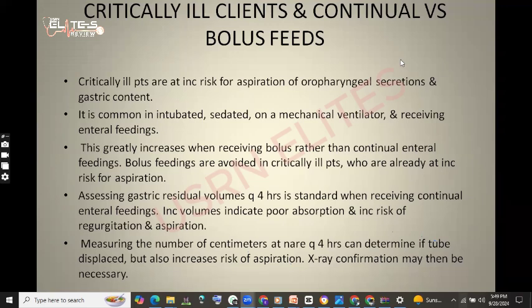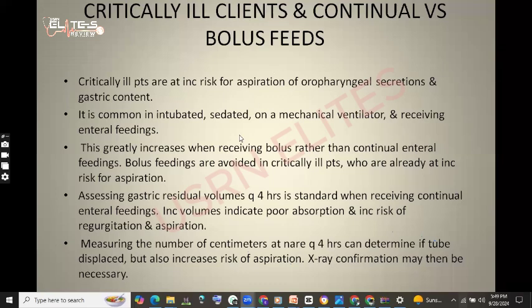Continuous feeding is where you have a pump connected to a feed hanging, like you are giving an IV fluid. Then it's connected to an NG tube. Then you can set a flow rate of, let's say, 20 mls per hour or something like that, depending on what you want to achieve.